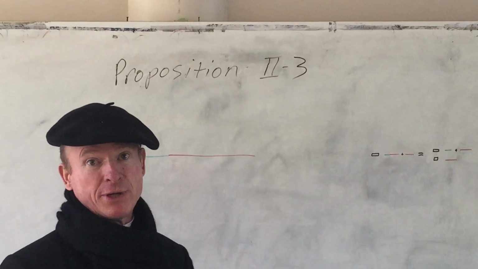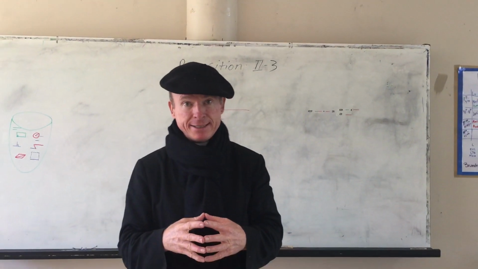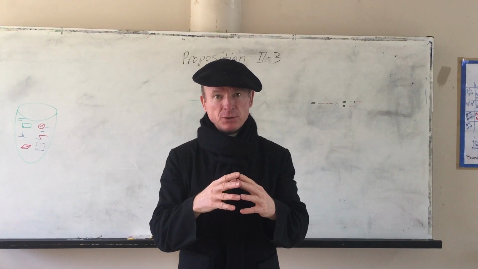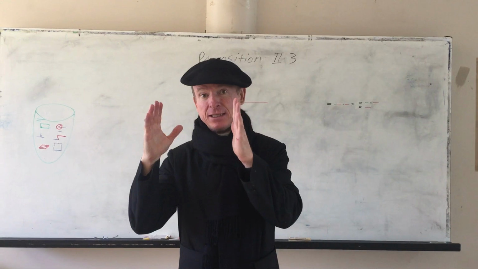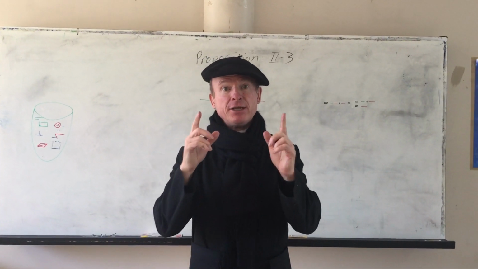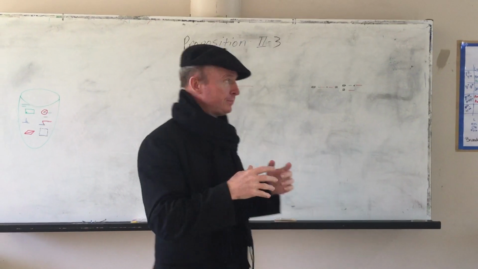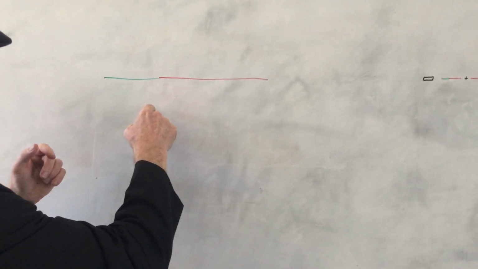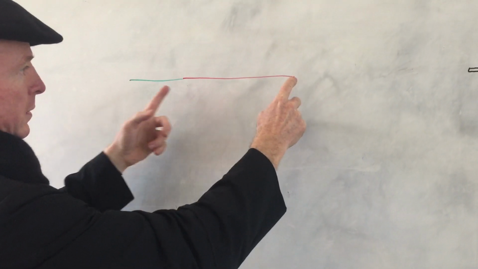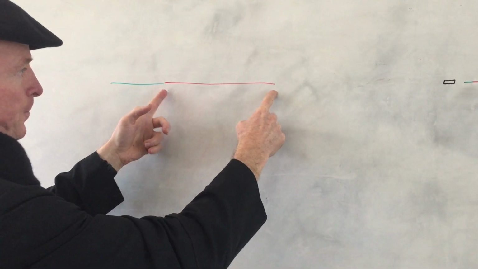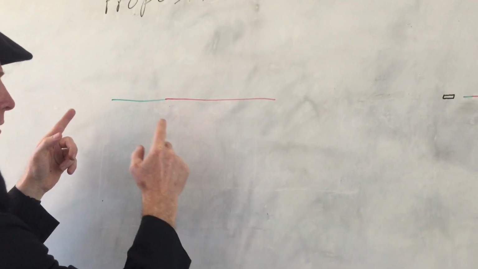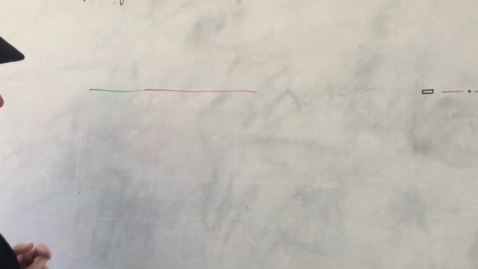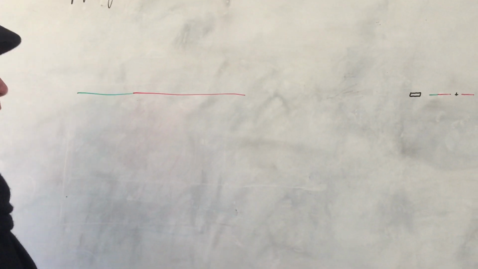Book 2, Proposition 3. If a straight line be cut at random, then the rectangle contained by the whole and one of the segments is equal to the sum of the rectangles contained by the segments and the square on the aforementioned segment. Okay? So if a line be cut at random, then the rectangle contained by the whole, and let's take one segment, and one of the segments is equal to the rectangle contained, in this case, by the segments and the square on the aforementioned segment.